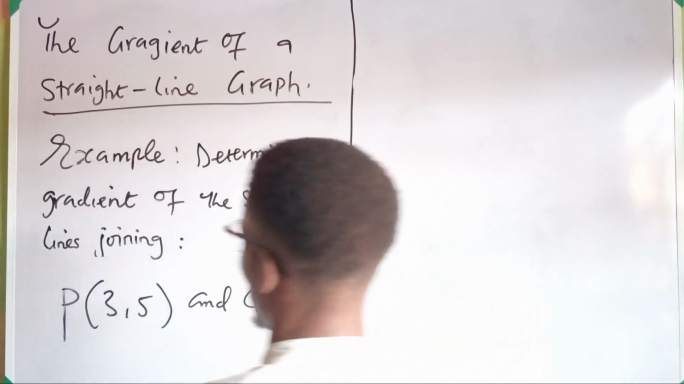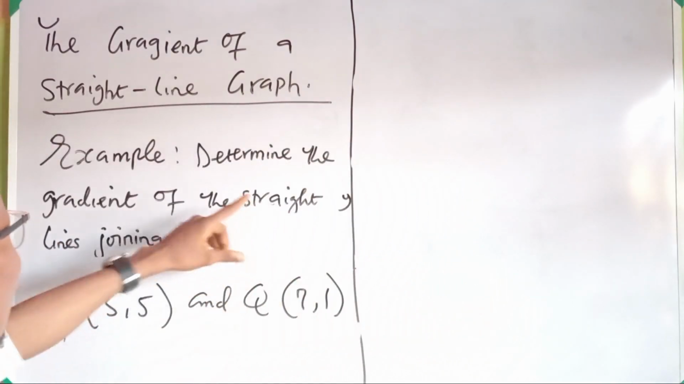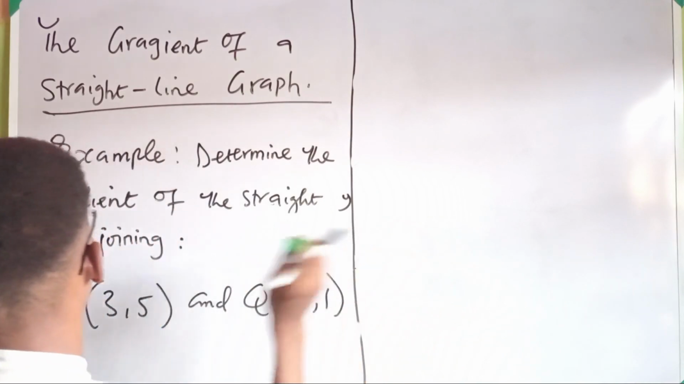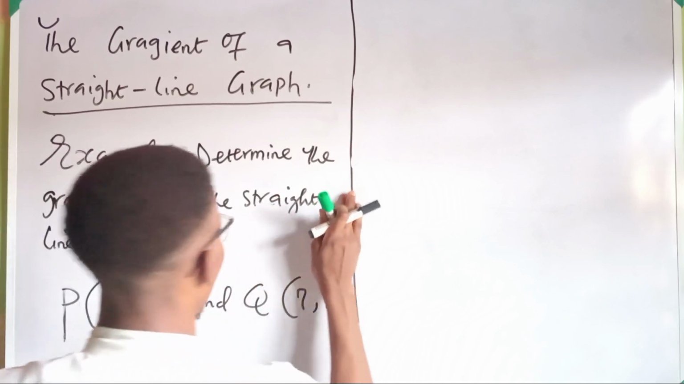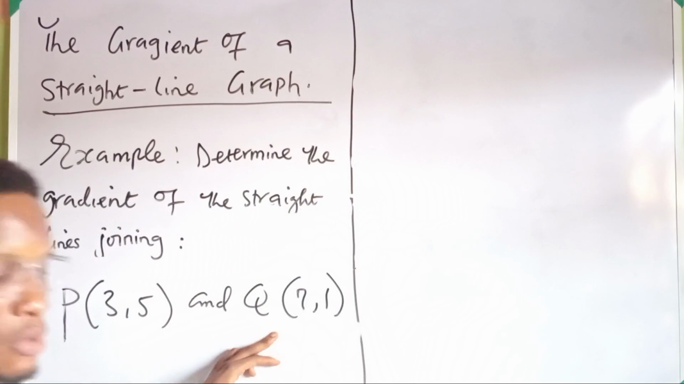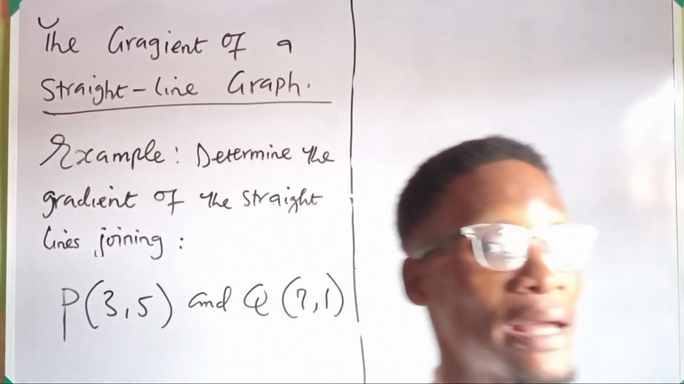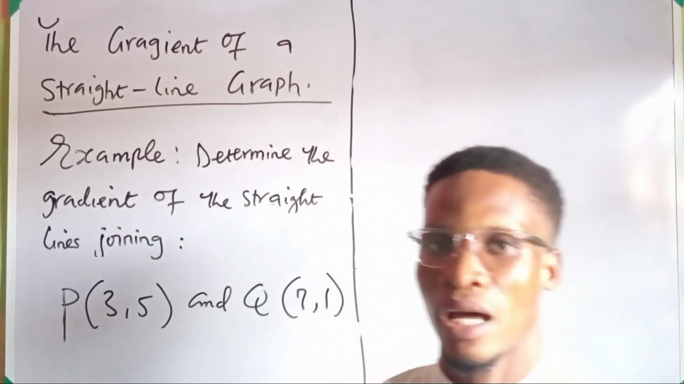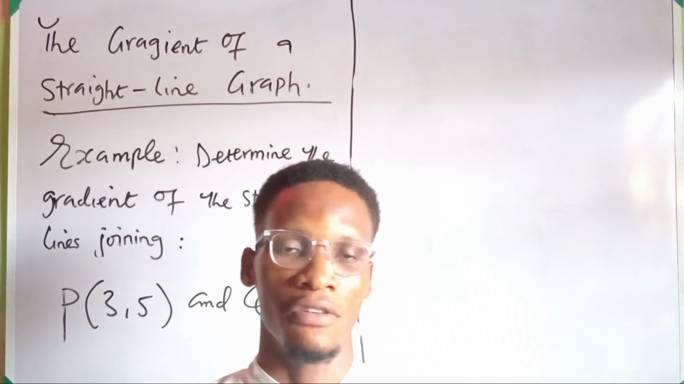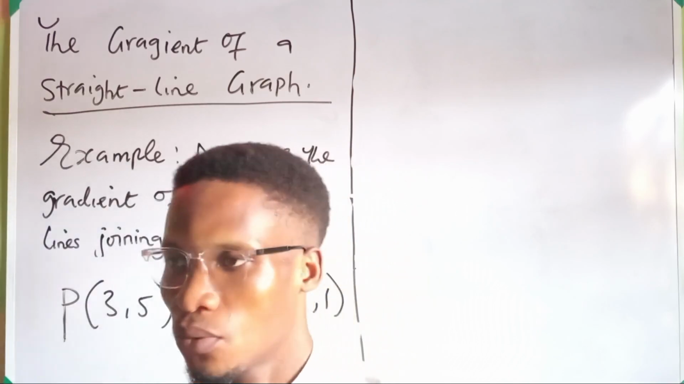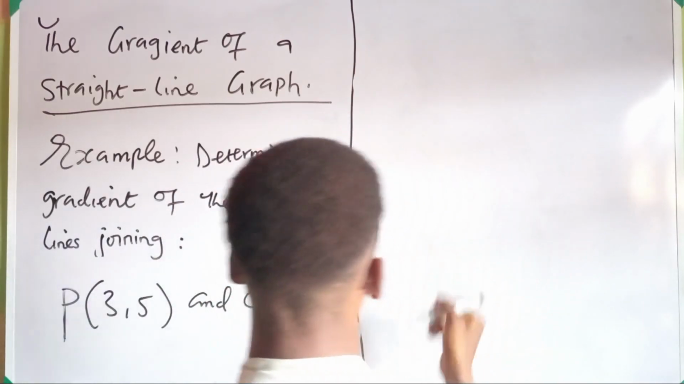Alright. We are given this problem: determine the gradient of a straight line joining P and Q, where we're going to make use of S and Y axes. You can use any alphabets to represent these axes, like I explained in my other video. Make sure you watch this video. It's very, very important. So, solution.